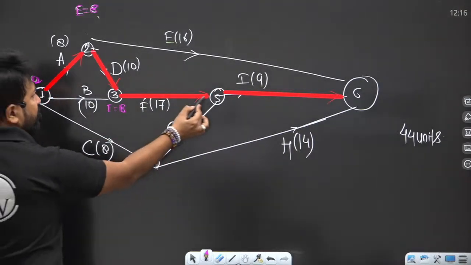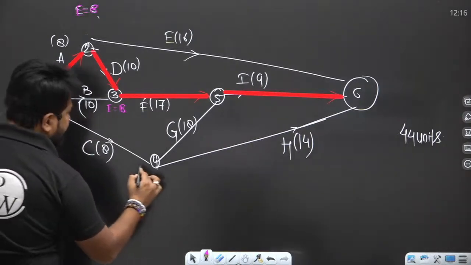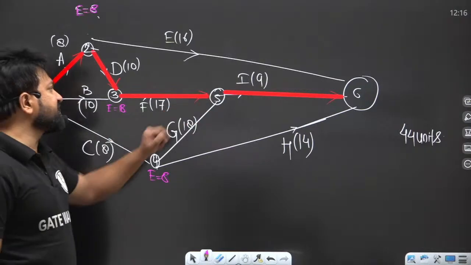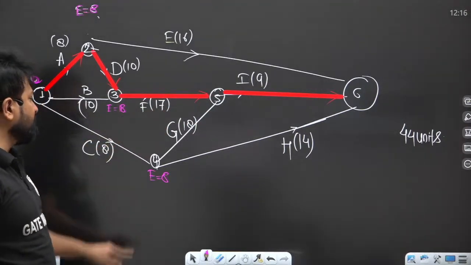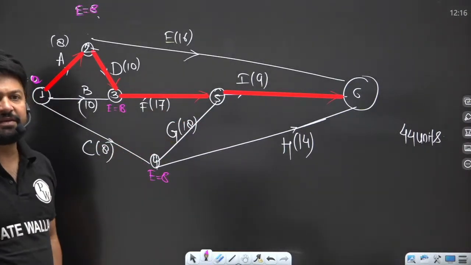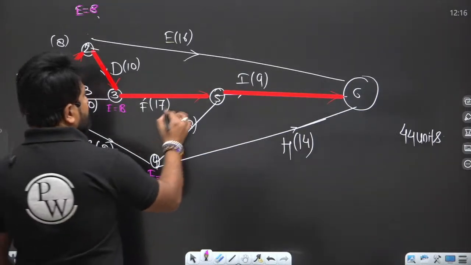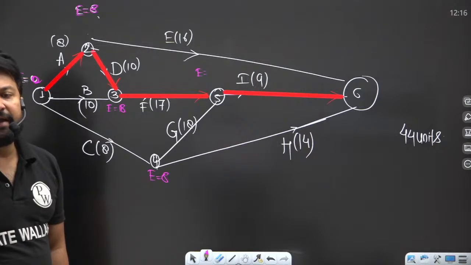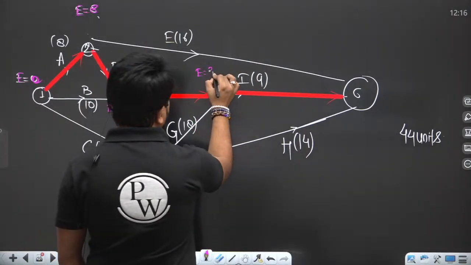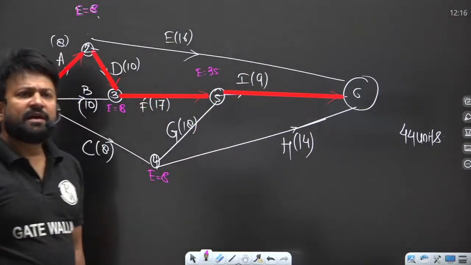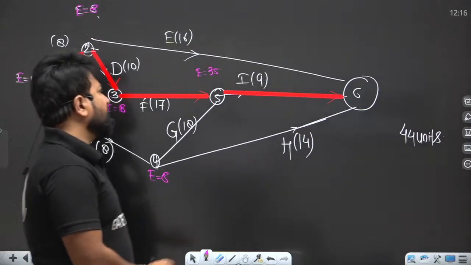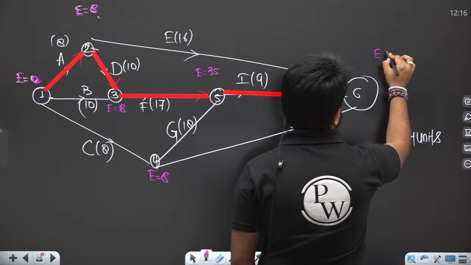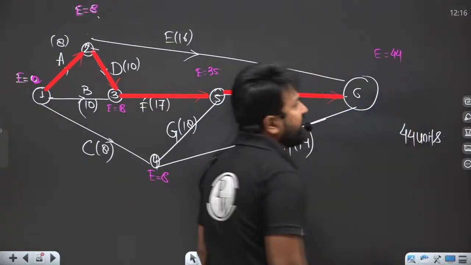Now, if you reach here, 0 plus 8, the earliest is 8. Now at 5 the earliest time is what? 18 plus 17 or 8 plus 18? You have to take the maximum one. So 18 plus 17 becomes 35. Now 35 plus 9 becomes 44.